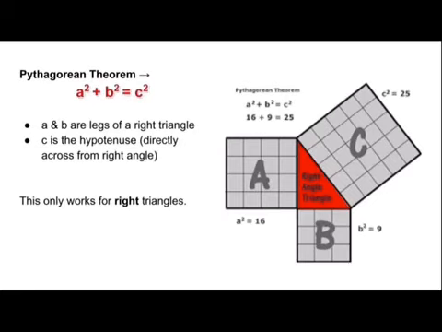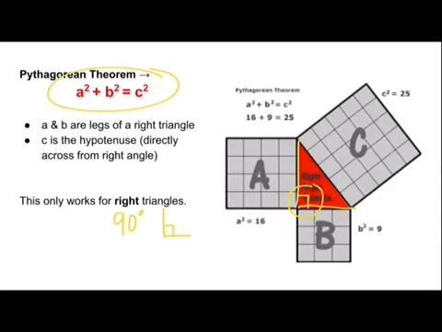All right, so here's the Pythagorean theorem right here. a squared plus b squared equals c squared. And what this basically means is that a and b are legs of a right triangle. The legs are the ones that come together to form that right angle. So the legs are touching that right angle right here. And remember, a right angle is 90 degrees. So it has that 90-degree angle.